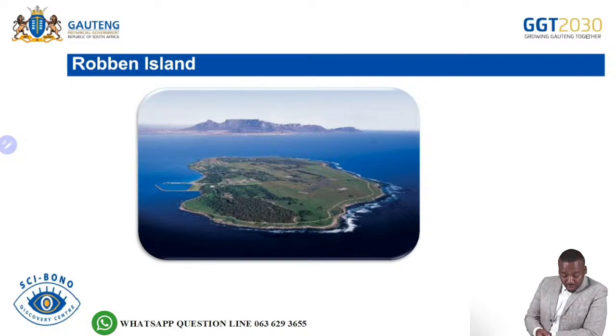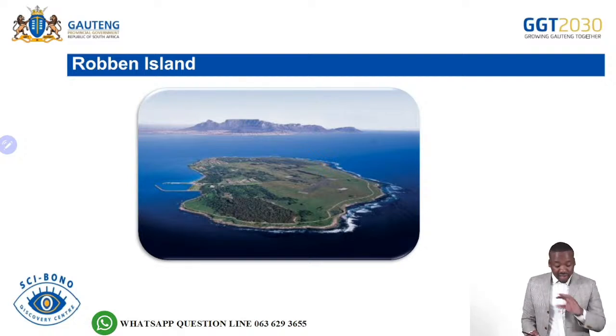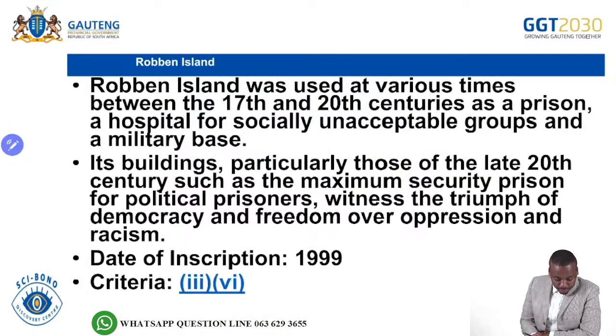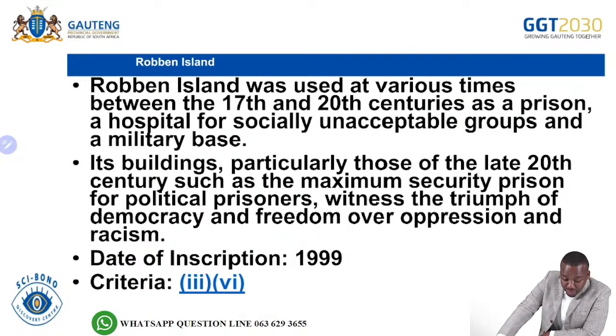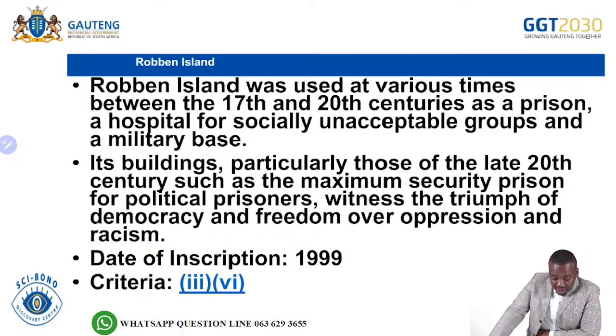Then we've got the famous Robben Island. I'm just going to go back a bit again so that you can be able to write a few points on each slide, because I feel like I'm moving very fast. Robben Island, obviously we know about this one. So Robben Island, it is also a UNESCO World Heritage Site. We are saying Robben Island was used at various times between the 17th and the 20th century as a prison. Right? It is not only about Nelson Mandela. As a prison and a hospital for socially unacceptable groups and a military base.